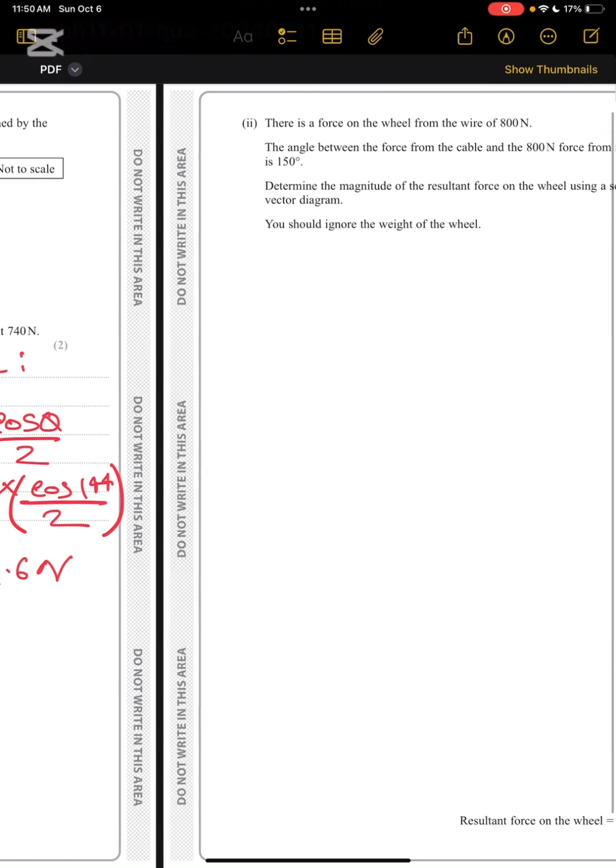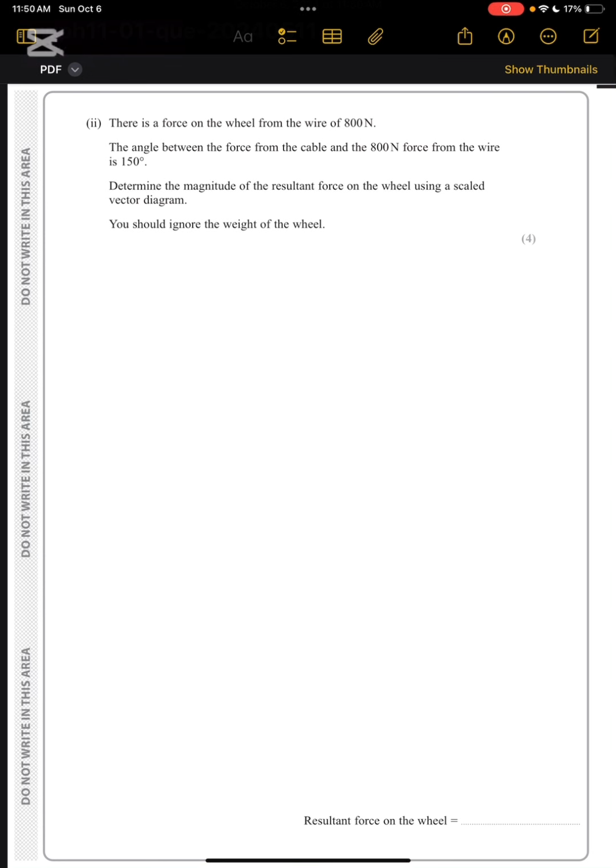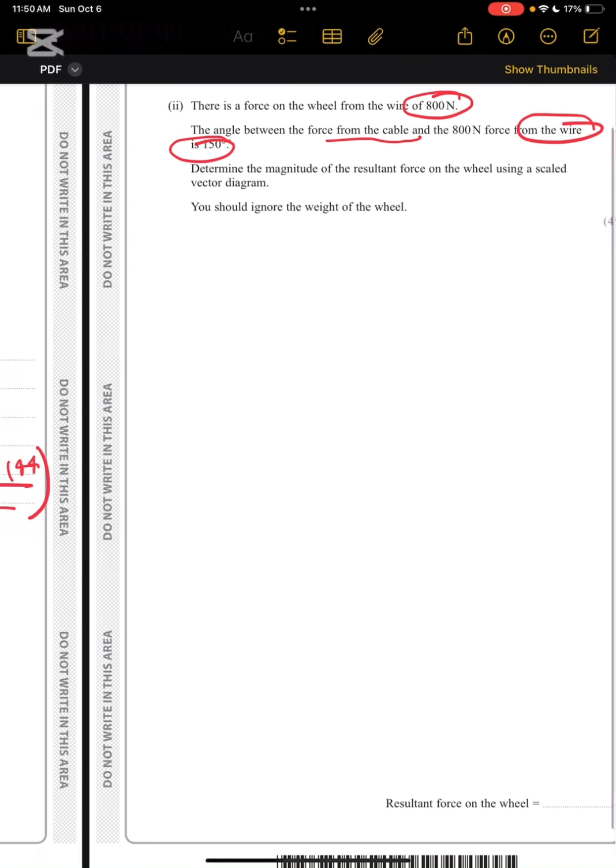And another thing given is that the angle between the force from the cable and the 800 Newton, which is the force from the wire, is 150 degrees. So we have to find out the force from the cable as well.